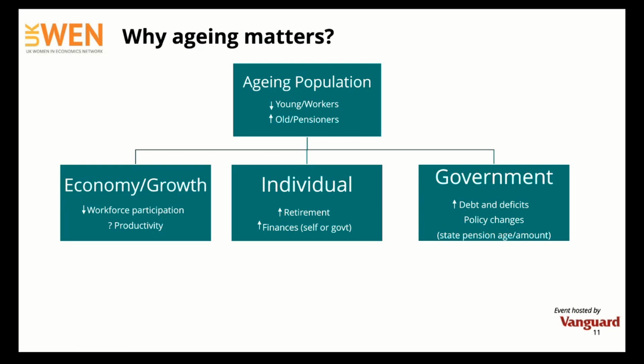So I'm just setting the scene. So what are the channels? So the economy and growth. If you've got fewer people who are of working age, the working population falls, and so that's a negative for the economy. Well, what about productivity?